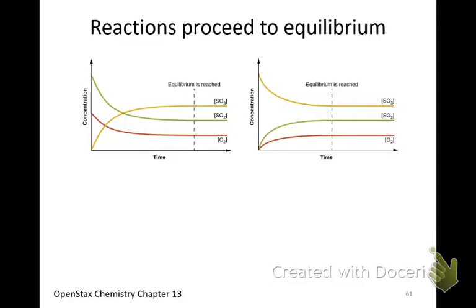A long time ago, in what seems like a galaxy far, far away, we talked about how whether you started with all reactants or started with all products, either way, your reaction was going to proceed toward equilibrium. This is a figure from your book in chapter 13. On the left side, we start with SO2 and O2, which were the reactants in this case. And on the right side, we start with just SO3, which was the product. You see in both cases, they end up at the same place. And we called that place equilibrium.